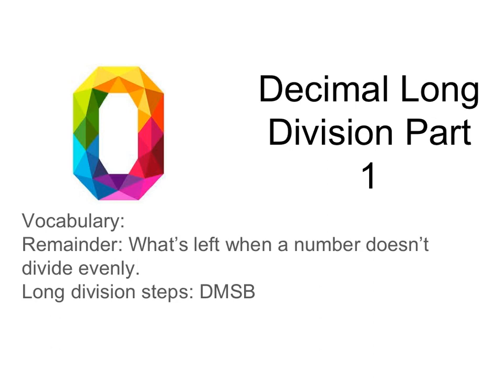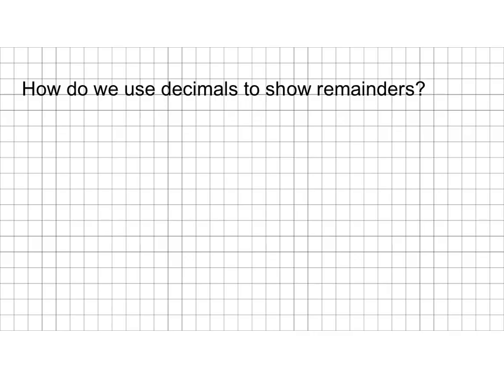So we use the acronym of DMSB, which stands for division, multiplication, subtraction, and bring down. So that's the order of the steps that we use when we do long division.